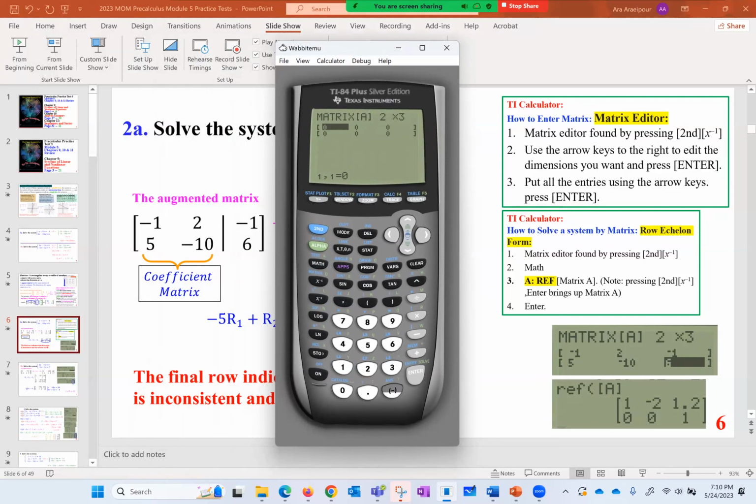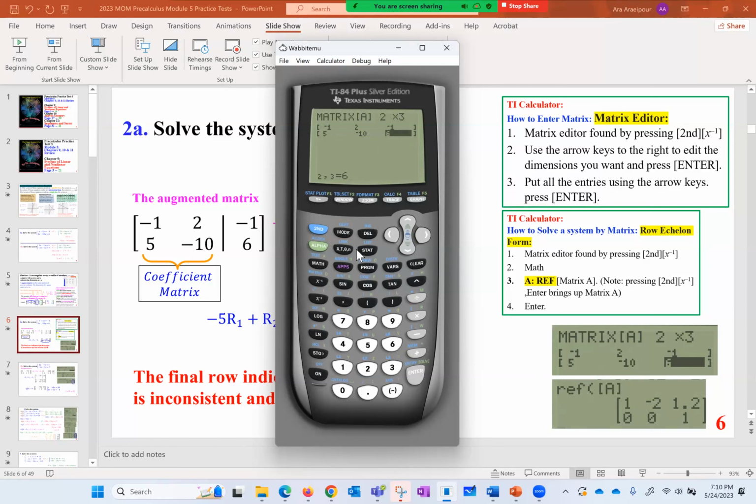So I'm going to put -1 for the first entry. Enter. The second one is 2. The last one on the first row is -1. Then I have 5, -10, 6. So this is my matrix, as you can see it here and here. Now I'm going to do REF.